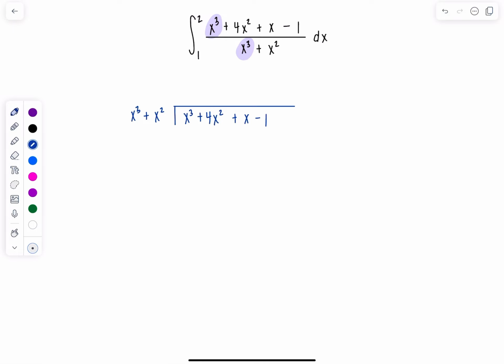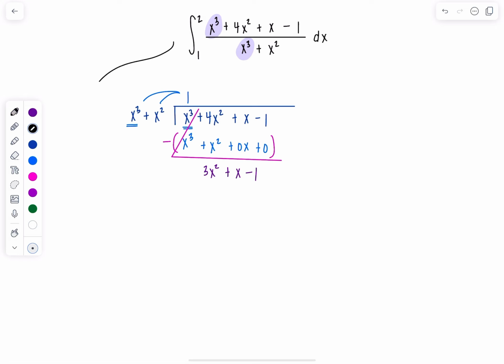And then just think to yourself, what do I need to multiply x cubed by to make it x cubed? Just 1. So that goes up top. Now we distribute and multiply and list the result beneath it. So x cubed plus x squared, and then I don't have anything else. Subtract the bottom row from the top row. So this is gone, and now I'm left with 3x squared plus x minus 1, and that's my remainder.